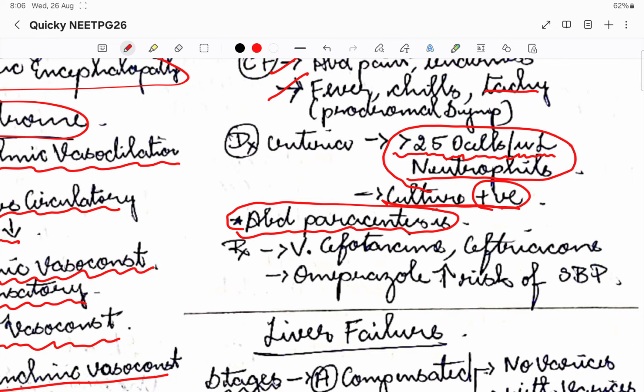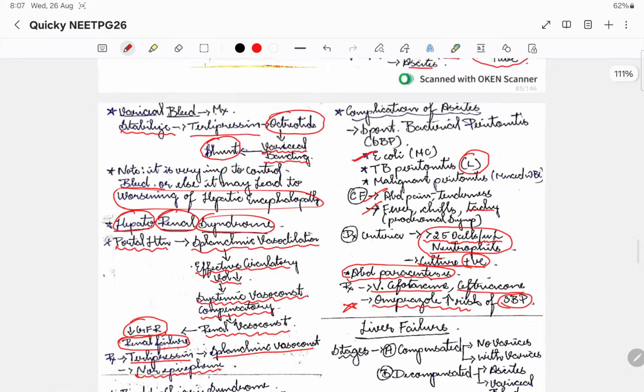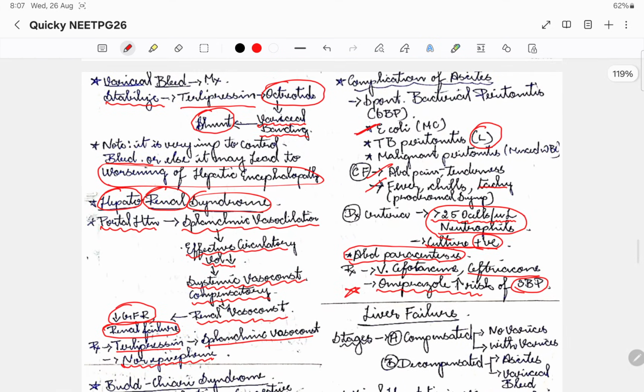Okay, so the other management is basically IV cefotaxime that we give, or ceftriaxone, basically third generation cephalosporins. Please note that omeprazole has been found to increase the risk of SBP. Suppose a patient comes to you with cirrhosis and is probably having ascites, we wouldn't know. For heartburn and all, we would be prescribing omeprazole. Okay, so please note, in these patients, do not prescribe omeprazole, please give pantoprazole. Omeprazole has been found to cause the highest risk of SBP here. So it might be a complication.